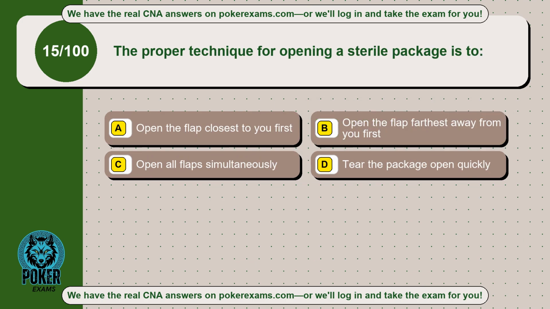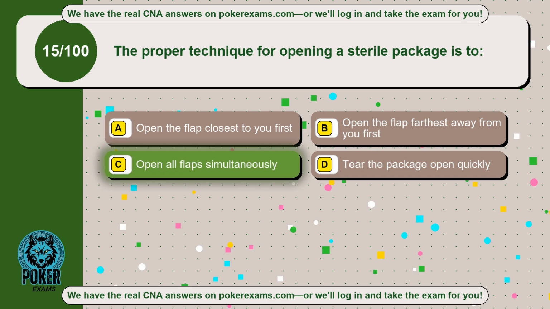Question 15. The proper technique for opening a sterile package is to. Option A. Open the flap closest to you first. Option B. Open the flap farthest away from you first. Option C. Open all flaps simultaneously. Option D. Tear the package open quickly.